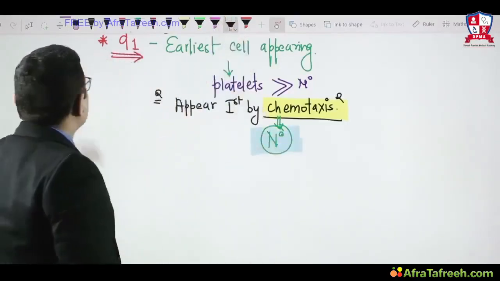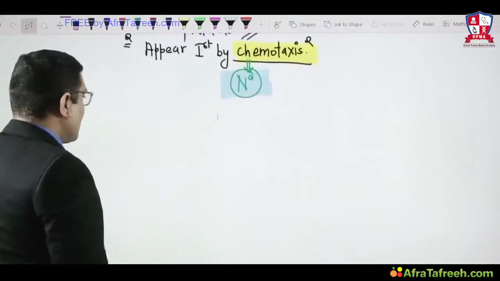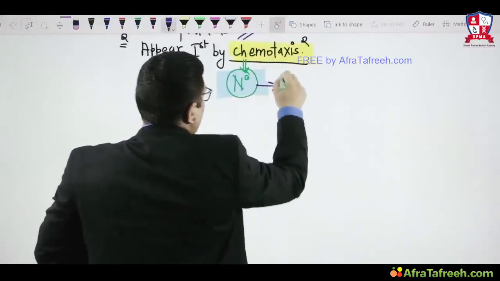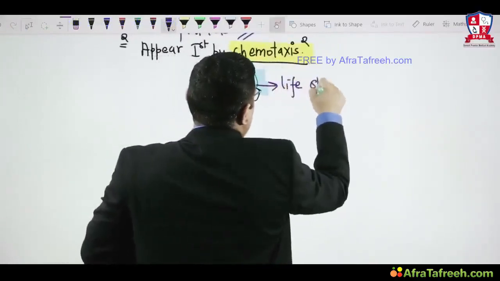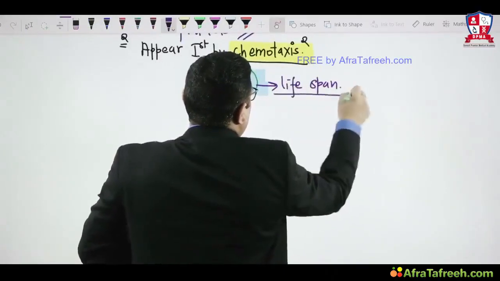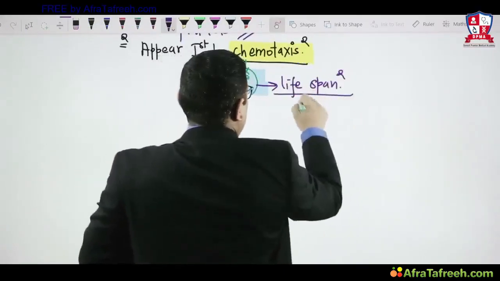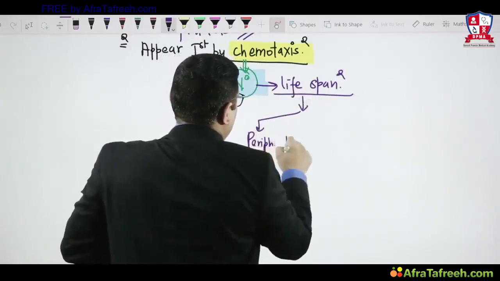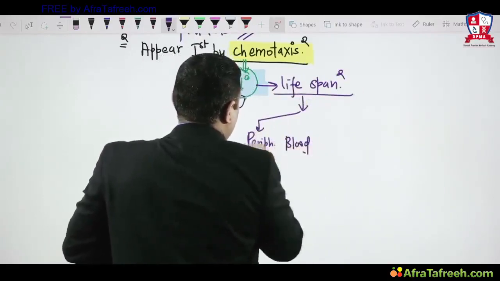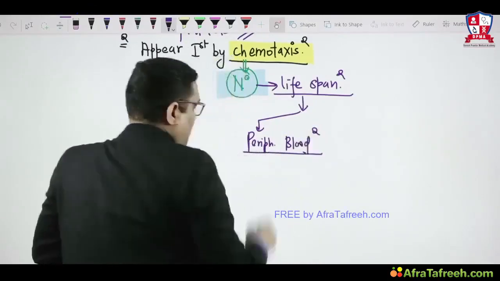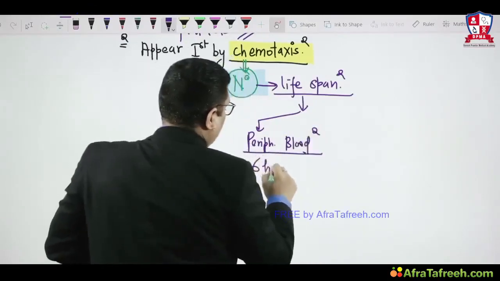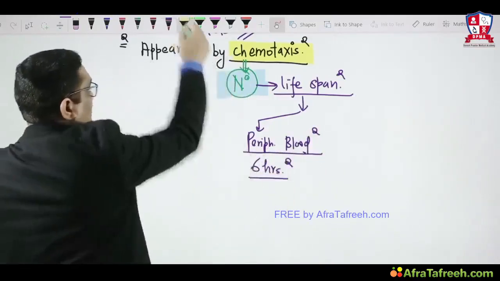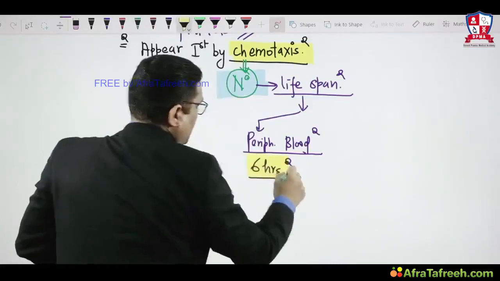Now I wanted to tell you one important thing. What is the lifespan of the neutrophil? Another important and frequently asked question in exam, especially in peripheral blood. When we are talking about peripheral blood, this was the All India question. In peripheral blood, the lifespan of neutrophil is 6 hours, and that was the answer. So the lifespan of neutrophil in peripheral blood is 6 hours, right?